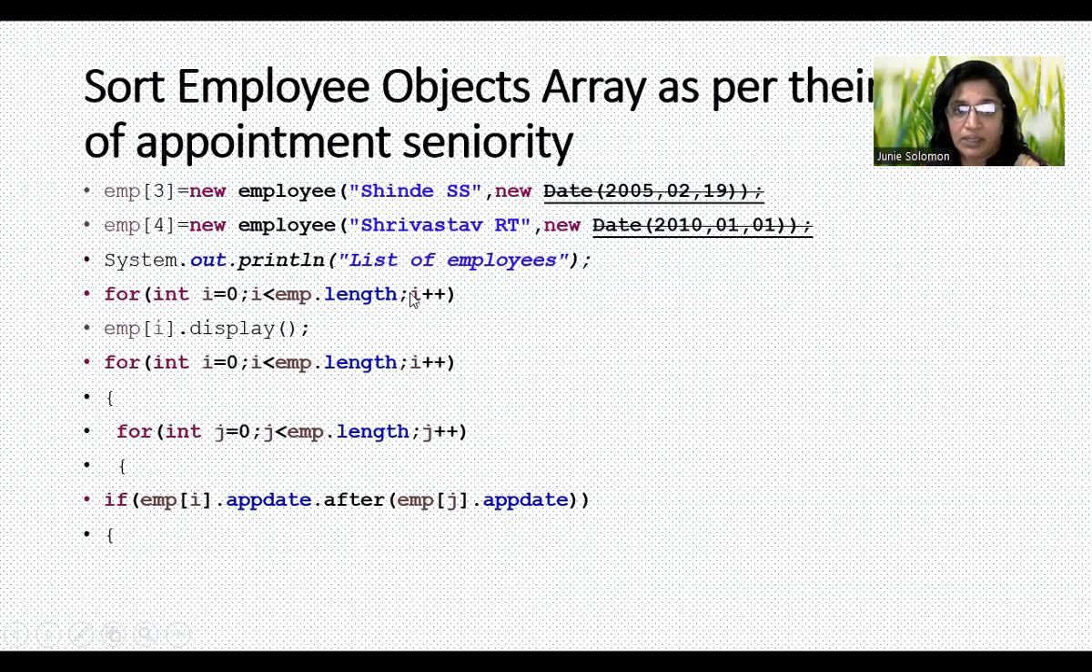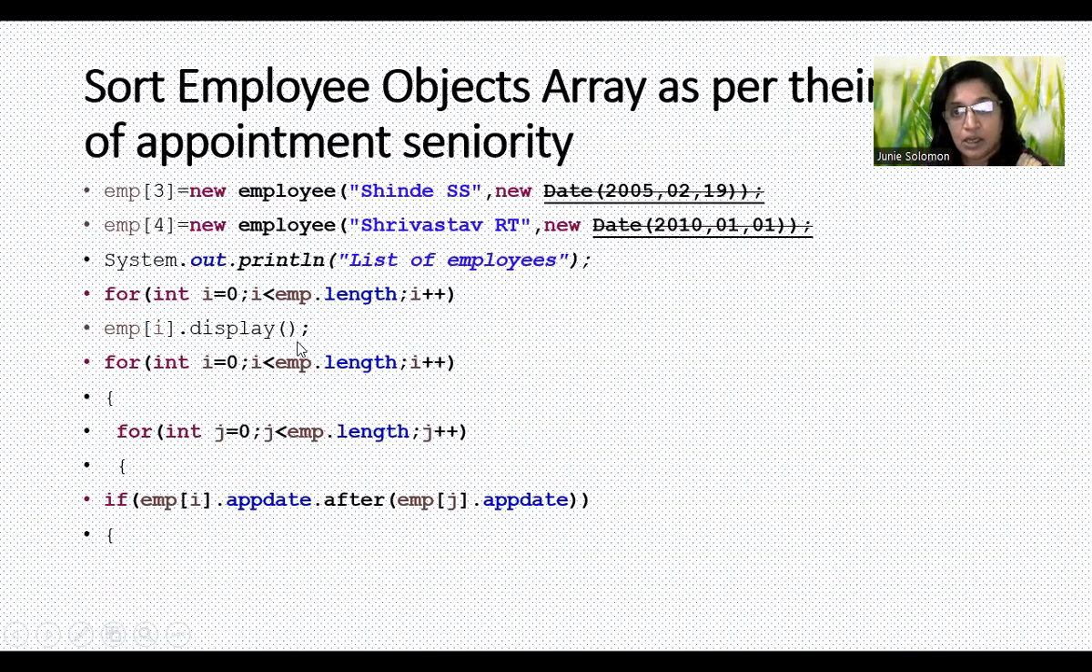Now I am printing the list of employees. Which means I didn't sort anything, so I want to print it as it is, just to see. First I say integer i is 0. From the array, I don't know the length, so to pick up from it I want to know the length. So I can say emp dot length. It will give you the length of the array.